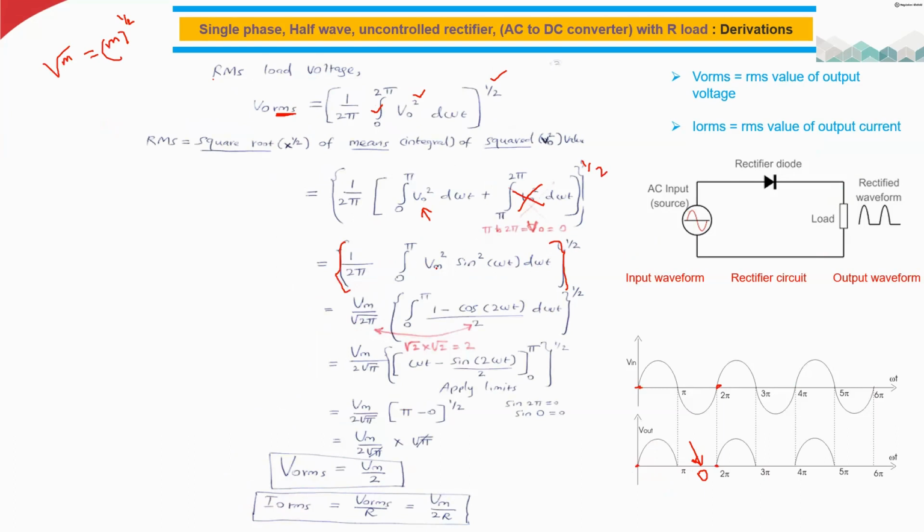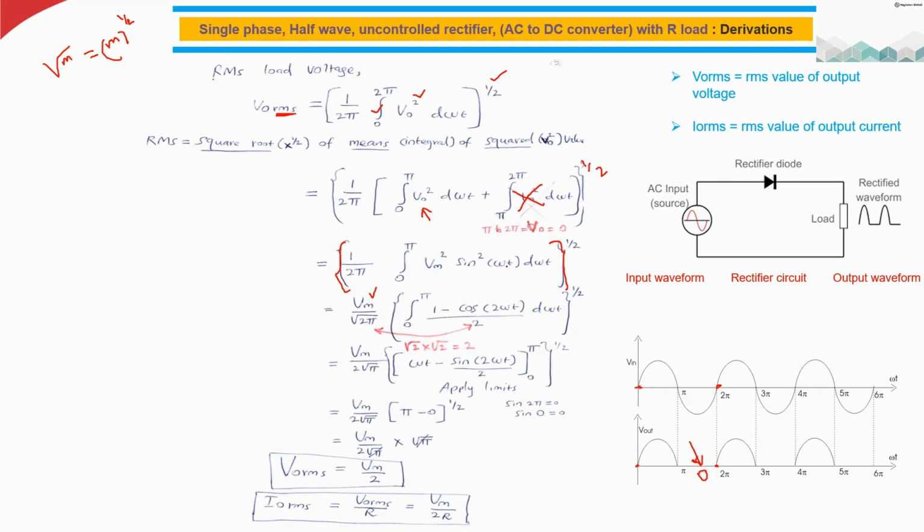Now I am taking this Vm outside, like taking it out of the square root. I can cancel this square and this square root, so it's going to be Vm. And this 2 pi also I am taking out of the square root, so it's going to be the square root of 2 pi. The rest of the things I put in the same way, the integral from 0 to pi.